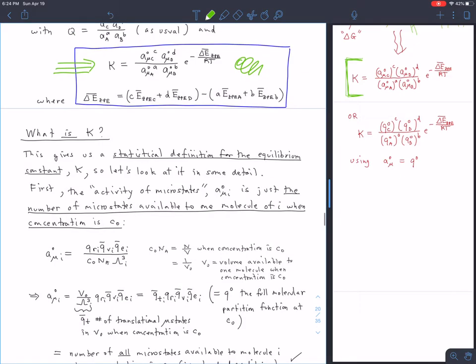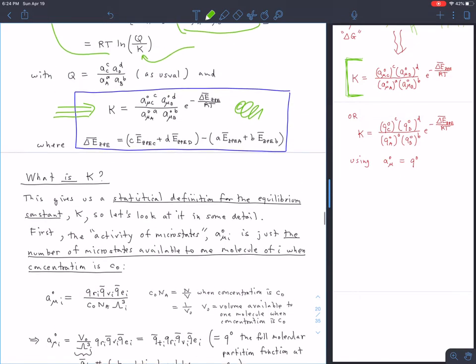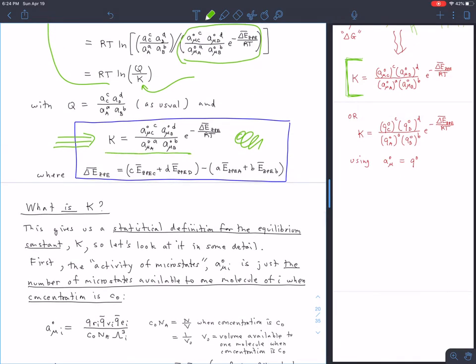First of all, the expression that we have depends on these quantities, the activities of microstates at standard conditions for each of the species involved, species A, species B, C, and D. Each of them has its own separate activity for microstates.